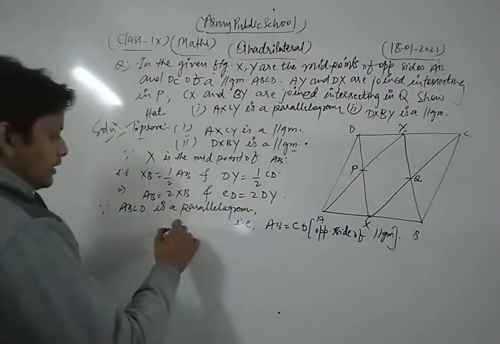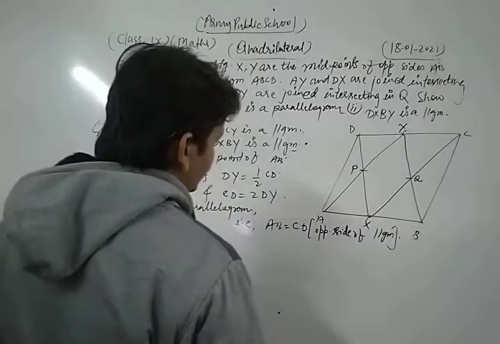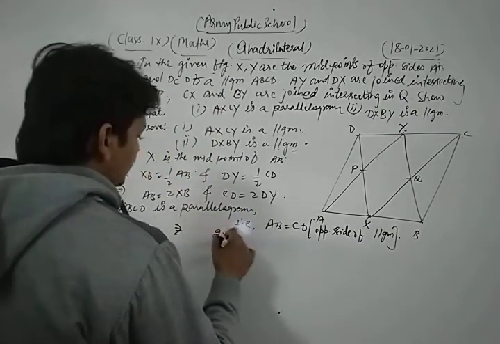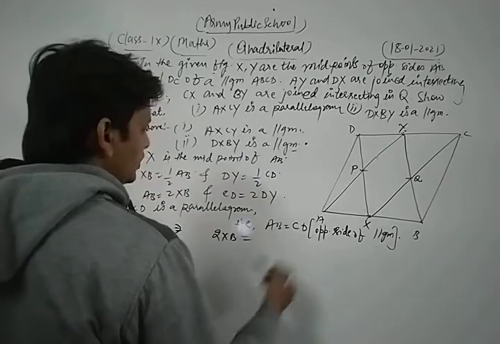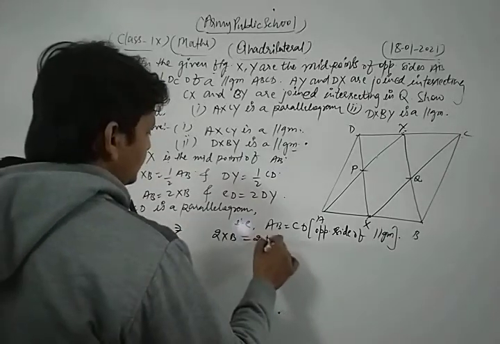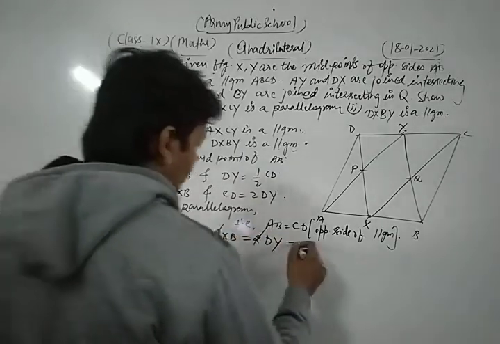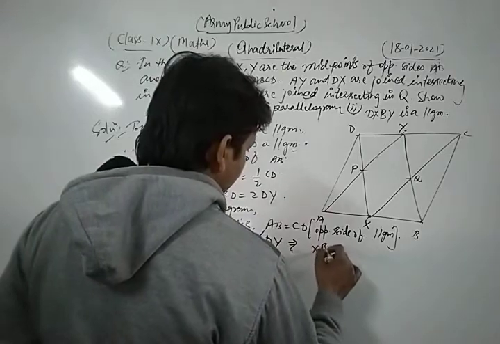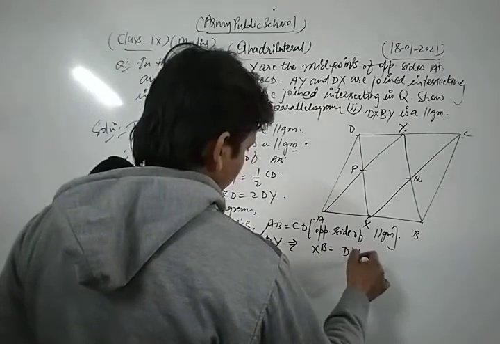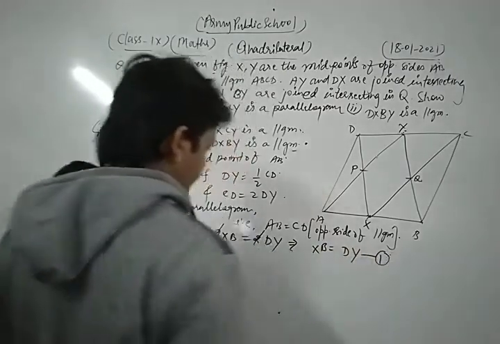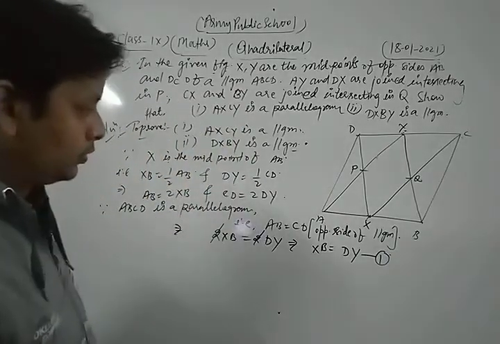So the value of AB is 2 times XB, and CD is 2 times DY. Now the 2 cancel each other, so we get XB is equal to DY. Take this as equation number 1.